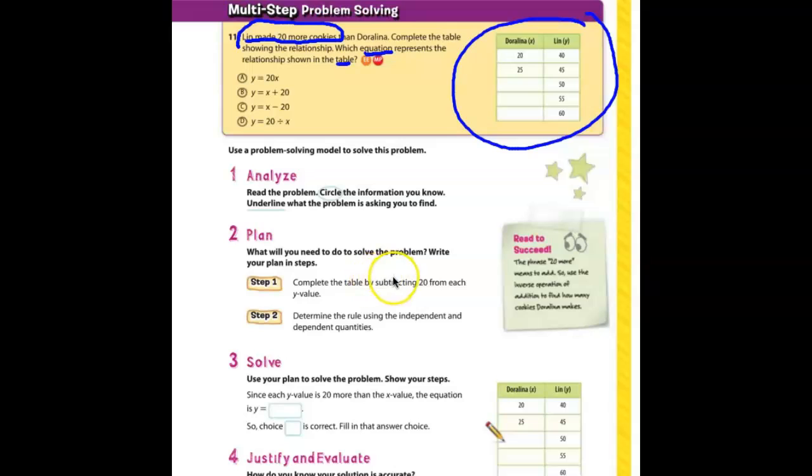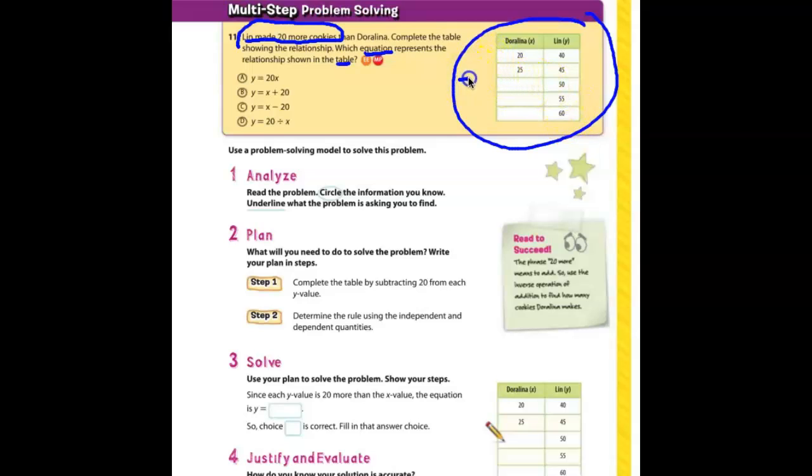So we're going to complete the table first, and then we're going to write our equation. Doralina, 20, Lynn, 40. And we can see this is the person that is making 20 more. So 25, 45. These are the independent values over here, these can be anything. This is the result, the dependent values. So if they give us all the dependent values, we're going to have to work backwards.